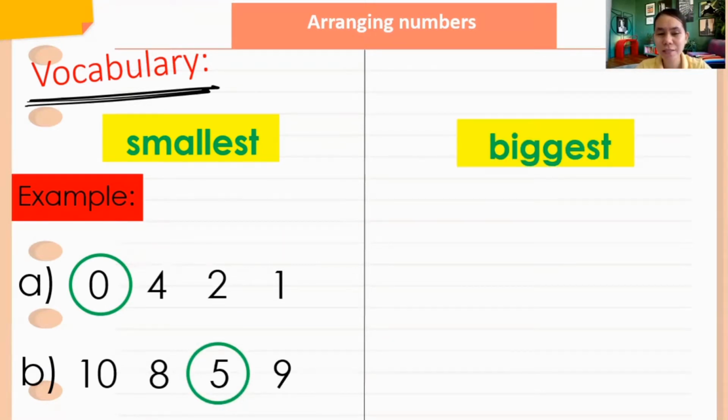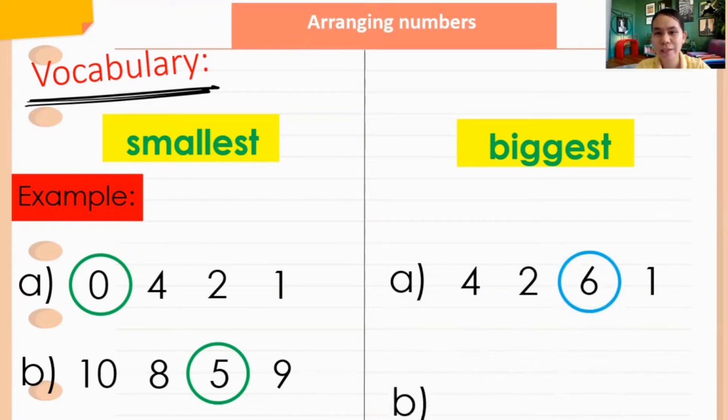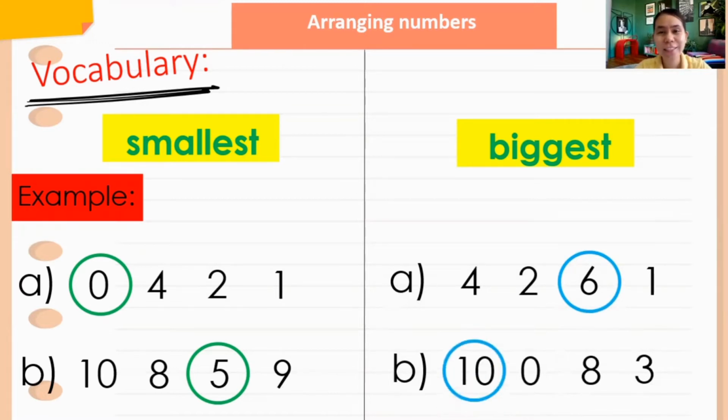For the biggest, we have here 4, 2, 6, and 1. We all know from these four numbers, 6 is the biggest number. Next, we have here 10, 0, 8, and 3. As we all know, 10 is the biggest number among the other numbers.